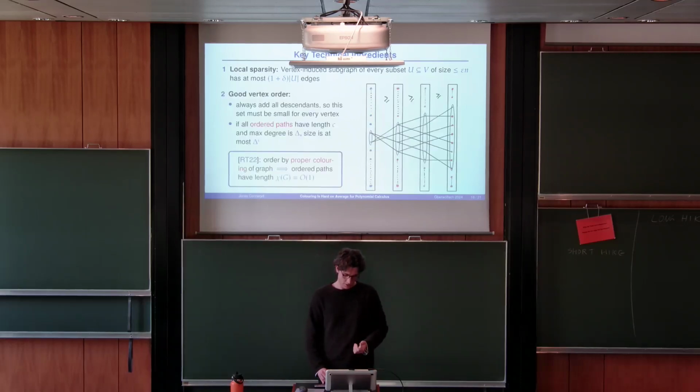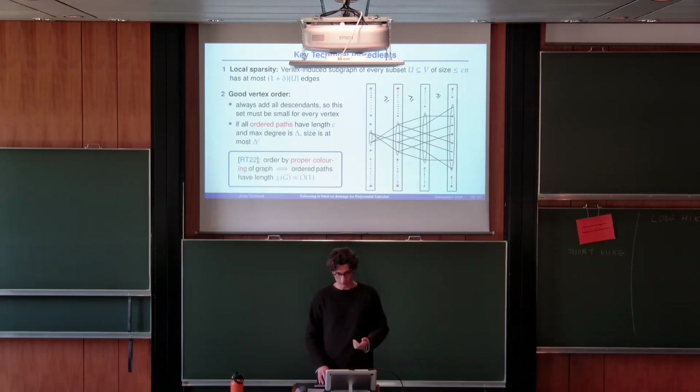And the second property is a bit more technical and also something a bit less standard. It's a very good choice of this vertex ordering. And this was introduced by a paper by Romero and Tunçel from 2022. And the intuition is that we're always adding all of the descendants of every vertex that we include in S of M. So to have any hope of bounding the size, we really need this set to be very small for every vertex. And one way to make sure of this is that there are no long ordered paths in the graph.